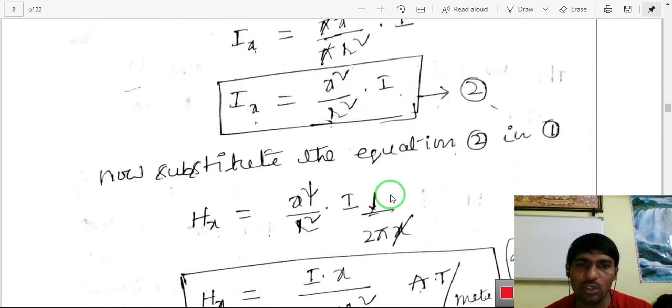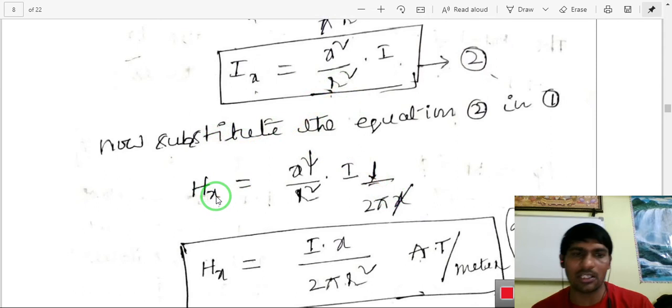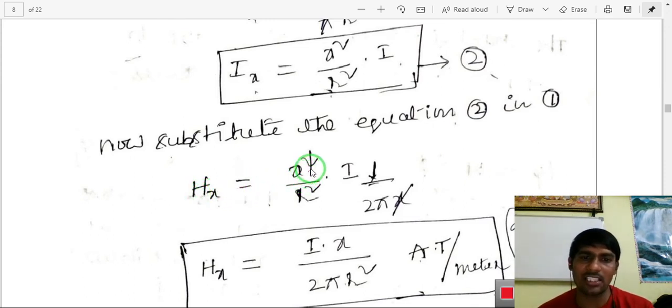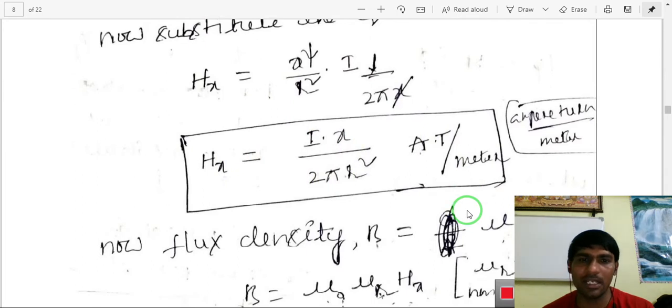So now we can equate those two equations. By equating them, you can find the Hx value, that is the field strength or field intensity for a small area, at distance dx. By equating those two, you will get Hx equals x² by r² into I by 2πx. So x cancels. This equation can be written as Hx equals I into x by 2πr² ampere turn per meter.